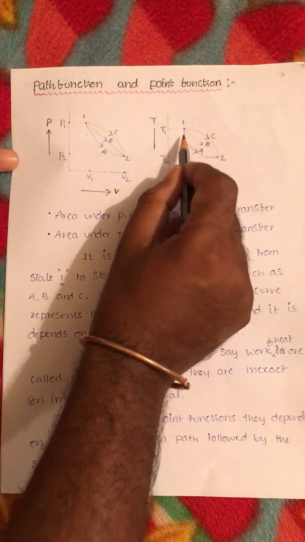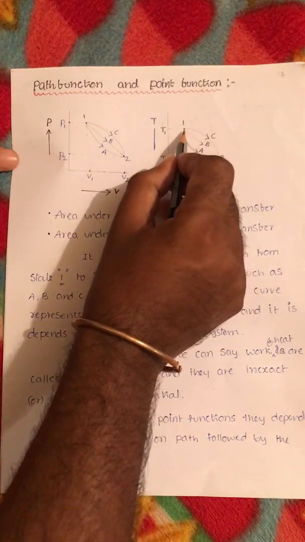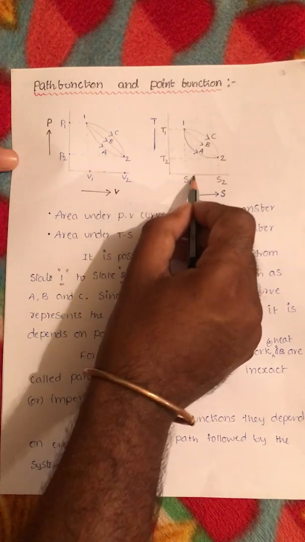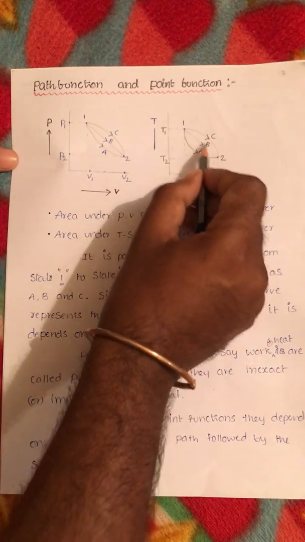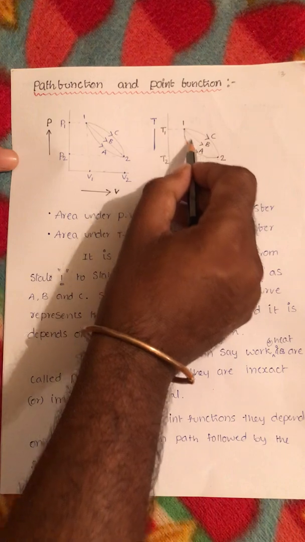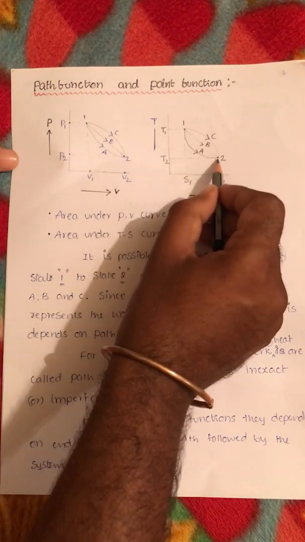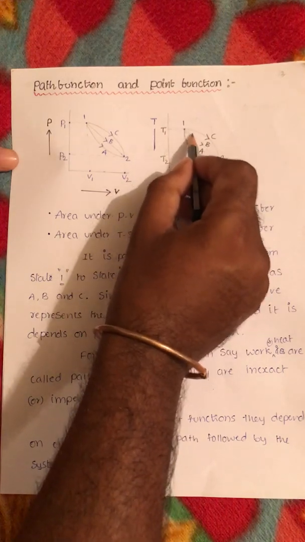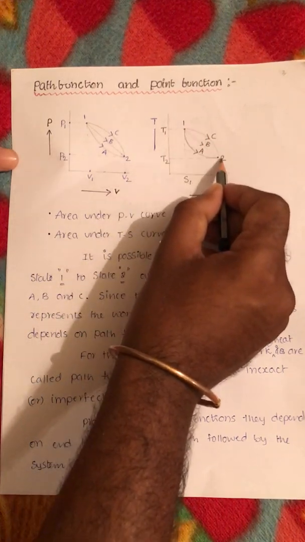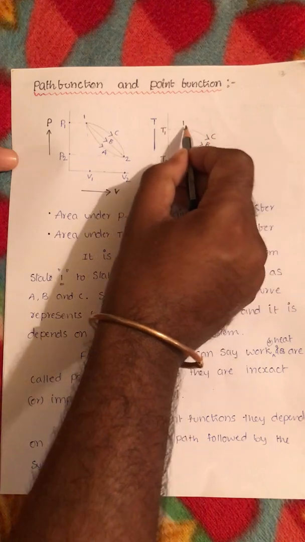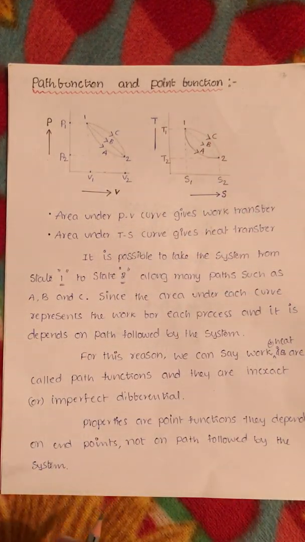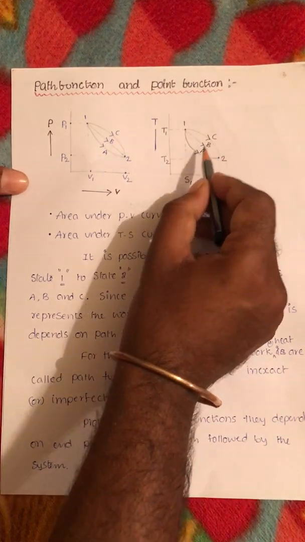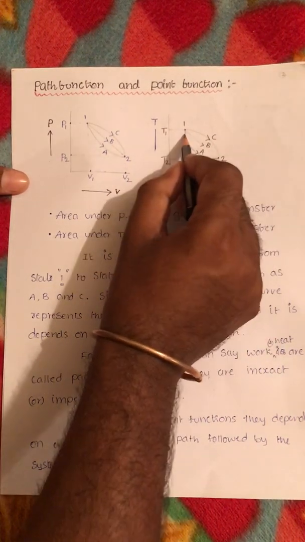Similarly, heat. If I take the system from state point 1 to state point 2 by following path A, this much is the heat transfer. If it is path B, the area is increased this much, so heat transfer increased by this much. If it is path C, the area increased further, so heat transfer is also increased. So heat transfer in each process is different and it is dependent upon the path followed by the system. It is not dependent upon the endpoints.